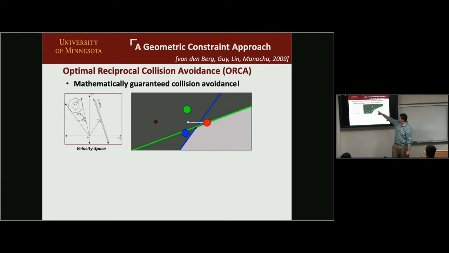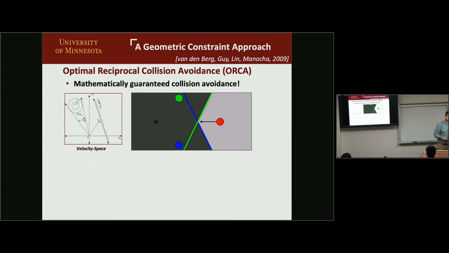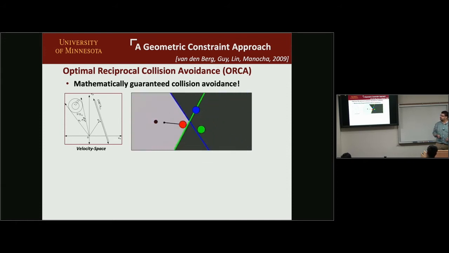We can see an example here. This red agent wants to get to that red goal, but his velocity, shown in white, is going to be colliding with a green or a blue agent if he took his preferred velocity. The blue line is the set of velocities that will be collision-free with the blue agent. The green line is the set of velocities that will be collision-free with the green agent. And so we take that black velocity that's outside the set of forbidden velocities. All the agents are doing the exact same collision avoidance algorithm, and they perfectly avoid each other. It's nice mathematical guarantees of collision avoidance.